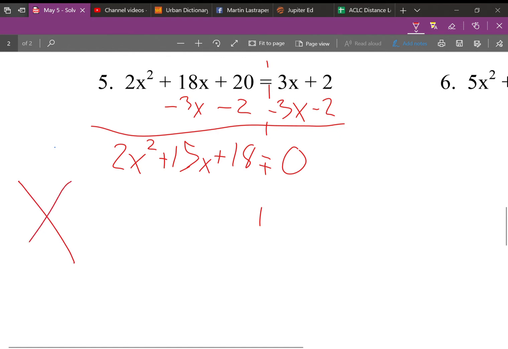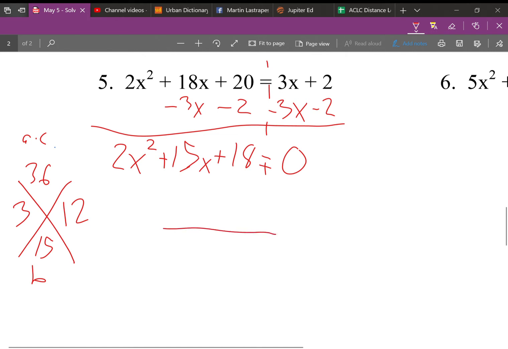Always a times c at the top. 2 times 18 is 36. Always b at the bottom. Remember, b bottom, 15. And I think for a bit, how can I make 36 by multiplying? Obviously 18 times 2, but that gives me 20, not 15. On this one, it ends up being 3 times 12. So 3 times 12 is 36. 3 plus 12 is 15, so that's the pair of numbers that works here.